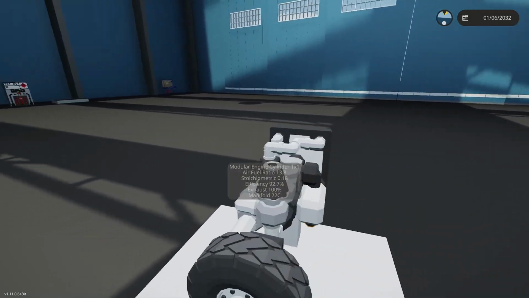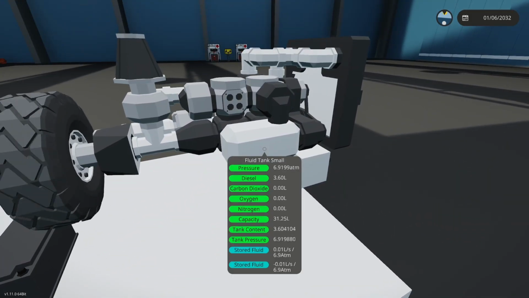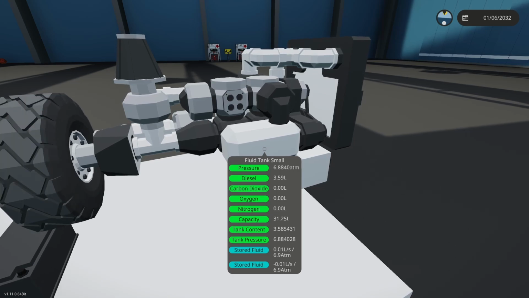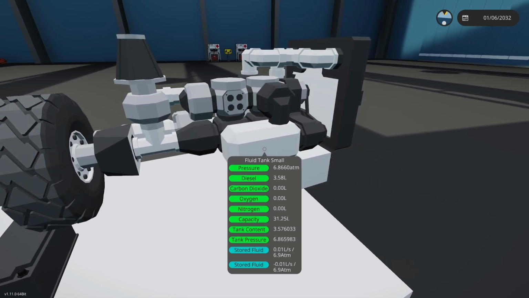I'm going to rev the engine all the way up. Now let's watch our tank. All right, look at the pressure. As you can see, we start at 6 atmospheres. It is going down. Now, a lot of people have criticized the devs.